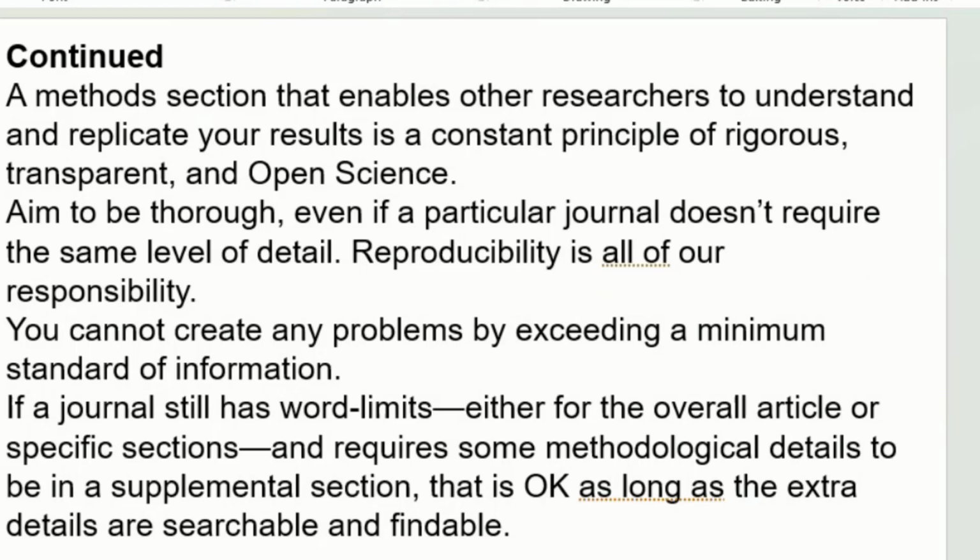An effective person does that. You say something and you become a problem solver. You cannot create any problems by exceeding a minimum standard of information. Yes, some people will say, I'm only doing it by the book. I only do up to here. I can't go beyond this.